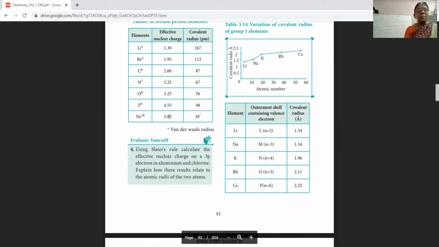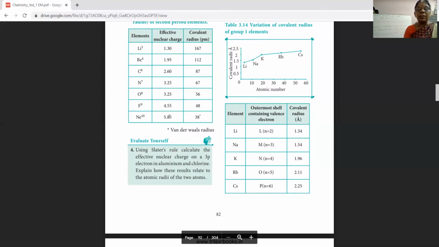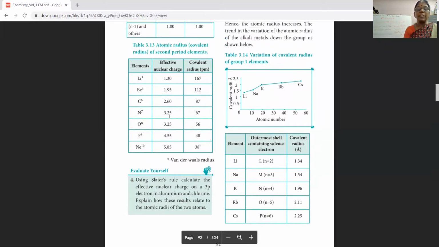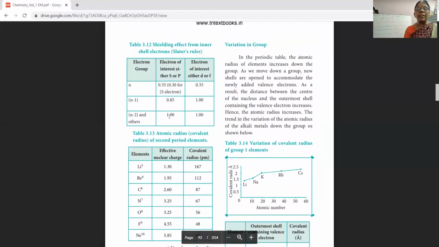Then one more problem is given here using the Slater rule. In this one, calculate the effective nuclear charge on a 3p electron in aluminum and chlorine. You have to substitute the values: for aluminum you have 13 and for chlorine you have 17. First you should write the electronic configuration and find out for which electron you are going to find the effective nuclear charge, that is a 3p electron. And next you have to put the values, substitute and find out the answer.